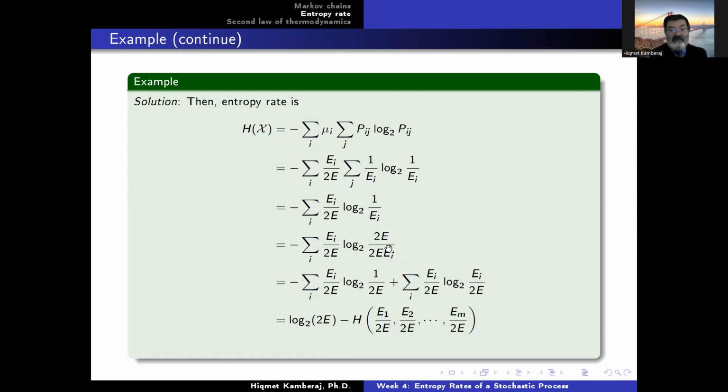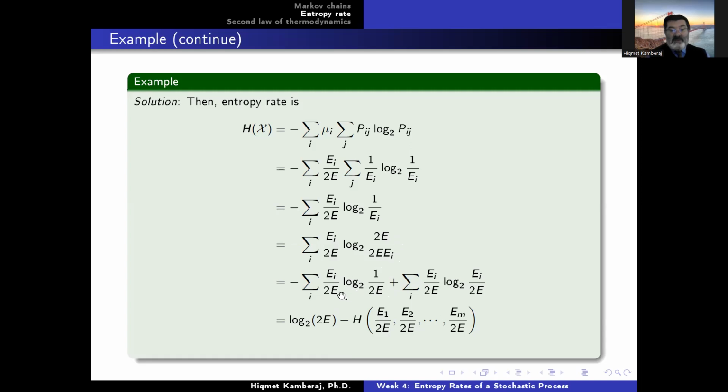Now I can write this log with base 2 of 2E over 2E times EI as a product of two terms. Then I obtain the first term, log with base 2 of 1 over 2E. Then I am left with 2E over EI, log with base 2 of that. I take the inverse of this, log with base 2 of EI over 2E. The inverse will bring me a minus, and minus times minus gives me a plus. And then I can see the first one, all right?